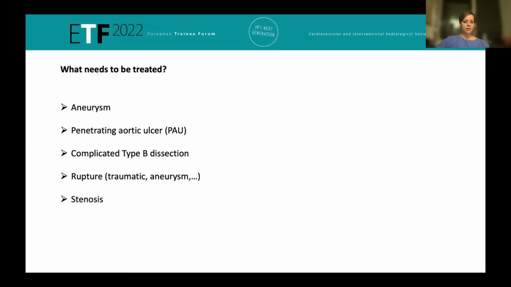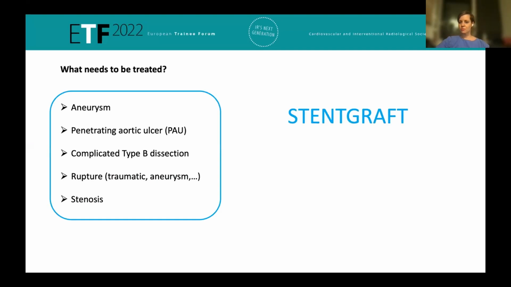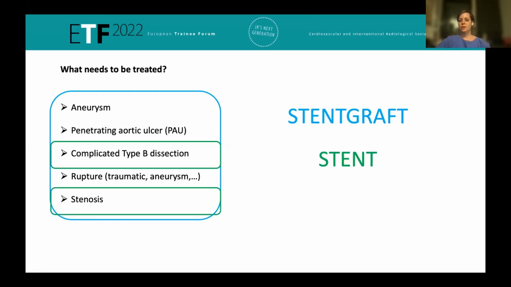We have plenty of pathologies, but most of them we can treat with the same thing, a stent graft. For some pathologies, we don't even need a graft. Maybe a stent might be enough. And in some rare cases, we can also think about fenestration in complicated type B dissections where we have no re-entry and want to make a new entry so that the true lumen can be perfused better.